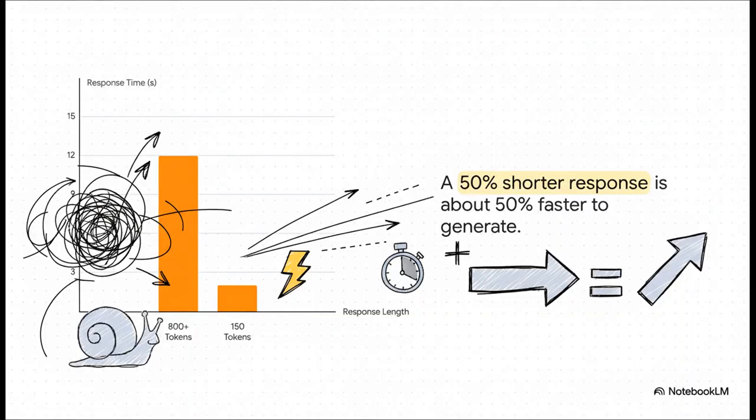First up, response length. The connection here is just so direct and simple. You can see it on the chart. A long 800-token response can easily take 12 seconds or more. But if you just tell it to be brief, say 150 tokens, you can slash that time down to just 2 seconds. The math is easy. A response that's 50% shorter is going to be about 50% faster.